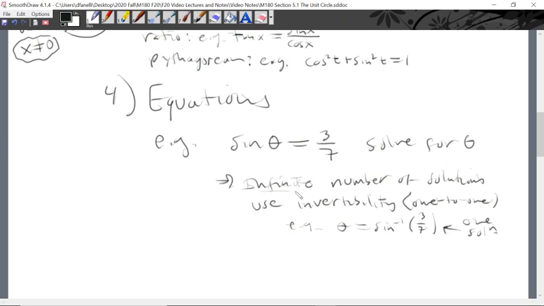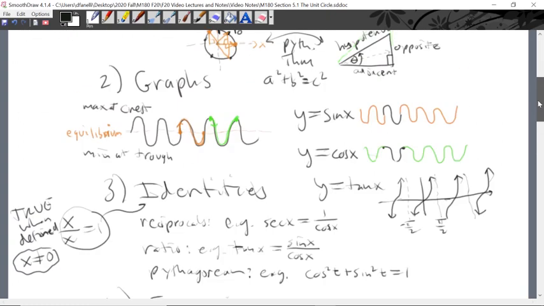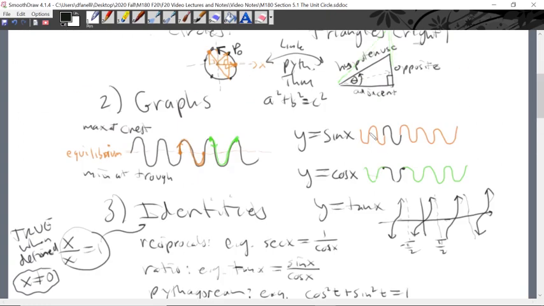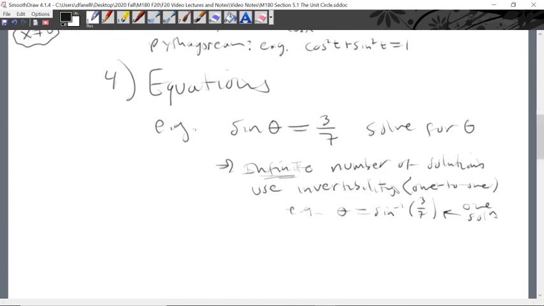But we know there are an infinite number of solutions to these equations. We can see that graphically. If we were to graph the line y equals 3/7, it would cut right through this wave in an infinite number of points. So we are going to have to use different types of symmetry to find the other solutions, of which there are, again, infinitely many.